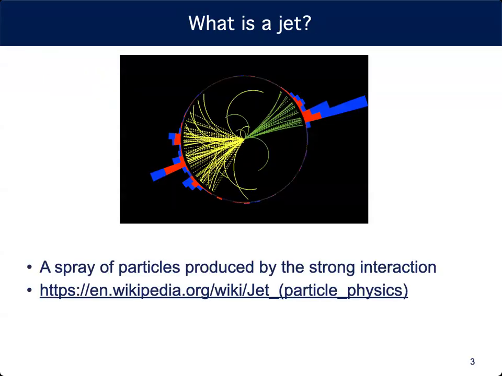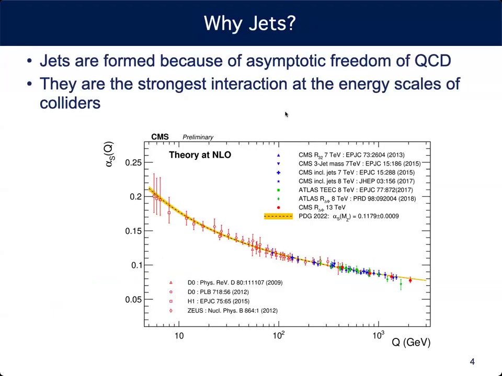So without further ado, I'm sure you've seen what a jet is in the last couple of lectures, but at the end of the day, it's a spray of particles produced by the strong interaction, and it ends up looking something like this. The question is, why does this happen, why do they look like they're going back to back, and why do they start spreading out as they progress?